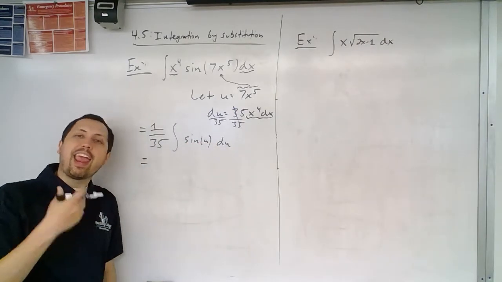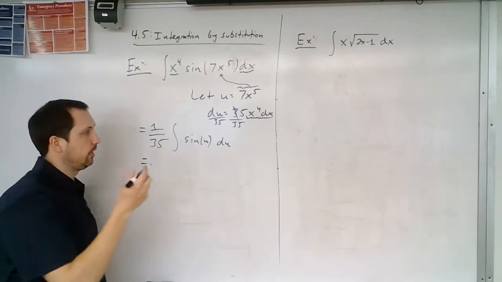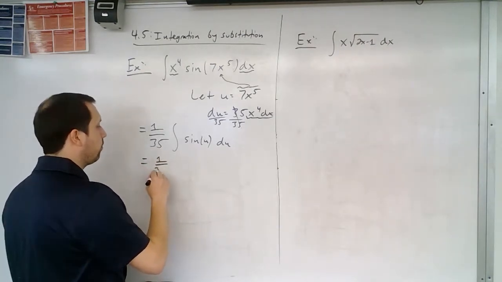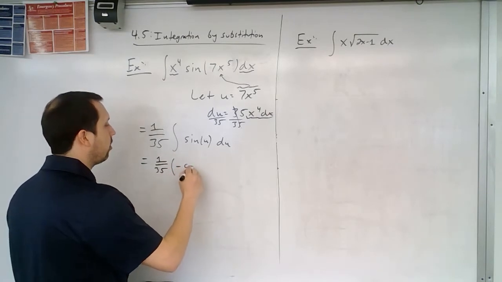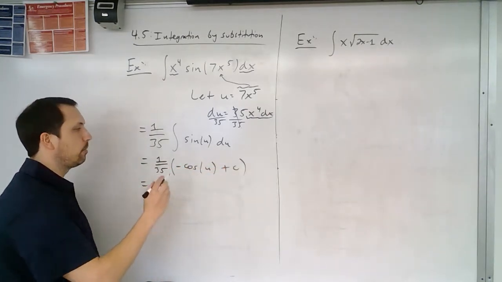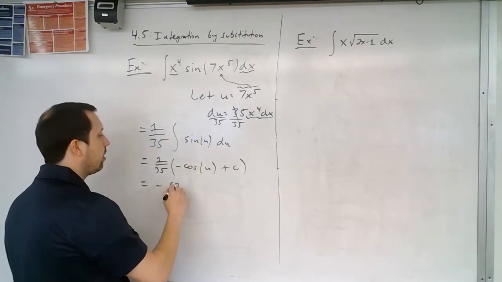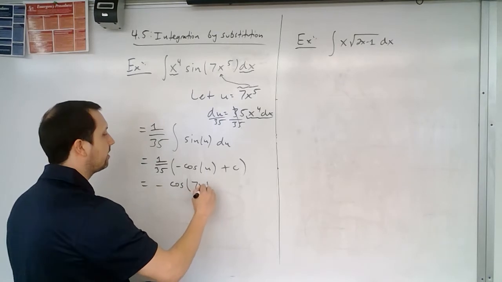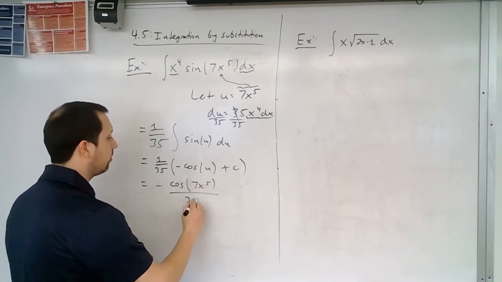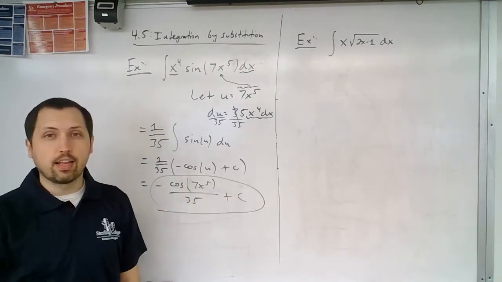So now we look for the antiderivative of sine, which we said was going to be negative cosine. So I have 1 over 35 negative cosine of u plus a constant. So substituting things in for x and distributing terms, I have negative cosine of 7x to the fifth divided by 35 plus c. And that is my final answer.